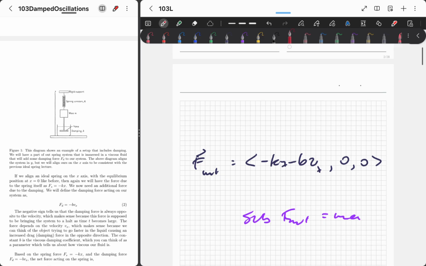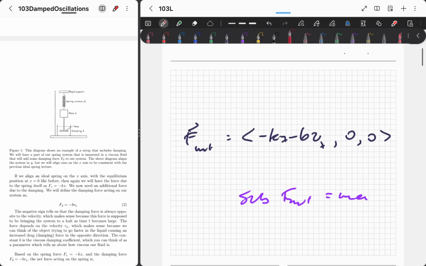So that equation at the top, that's our Newton's second law. F net equals ma, like usual. Now, we have two forces acting on our mass. One's from Hooke's law, the negative kx. One is from the damping, the negative bvx. So we have max equals those two forces, and this is how we're going to build our equation of motion.